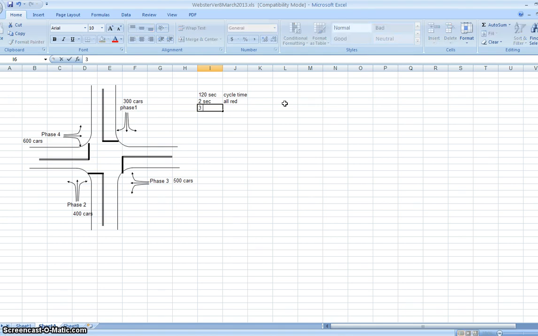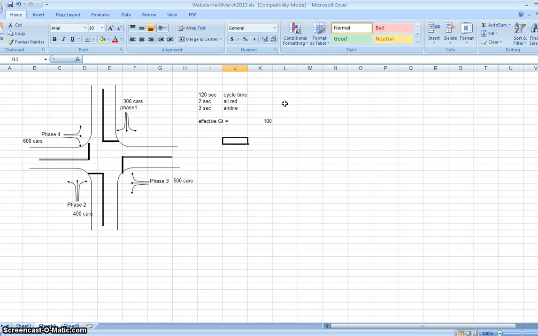And let's say we give 3 seconds for amber light for each approach. So we have green time equal to 120 minus, because there are four approaches, 4 multiplied by (2 plus 3), so we have only 100 seconds of effective green time. So how are we going to divide this 100 seconds into the four legs, the four approaches?